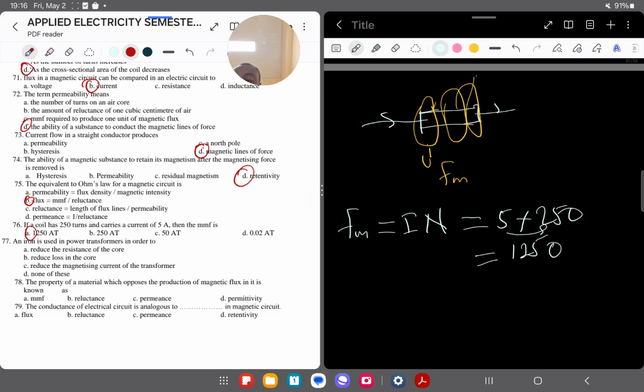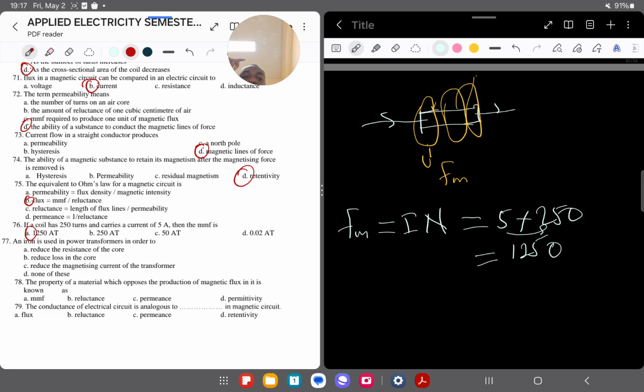Now moving to question 77. An iron core is used in power transformers in order to, right? If I'm using iron in a power transformer, what is going to be the use for it? A, reduce the resistance of the coil.